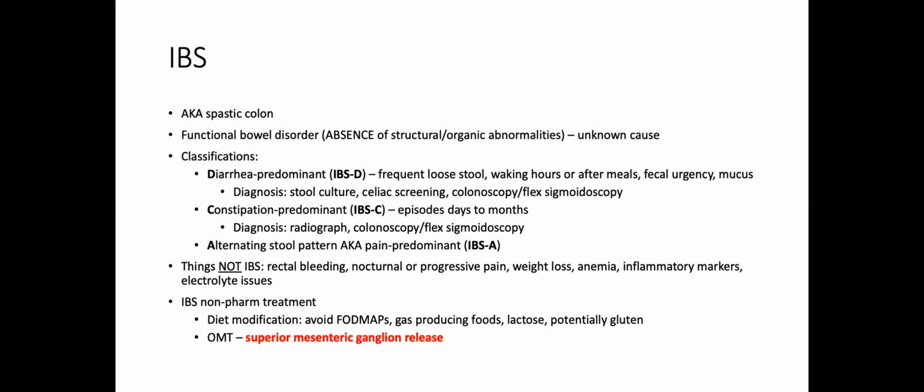Things that do not happen with IBS are rectal bleeding, nocturnal or progressive pain, weight loss, anemia, inflammatory markers, or electrolyte issues. This is not with IBS. Then start thinking about IBD or something else. Non-pharm treatments are going to be diet modification, like don't eat gas-producing foods, lactose, maybe gluten. And sometimes they think it's associated with anxiety, so maybe an SSRI. And then for OMT, to tie that in, superior mesenteric ganglion release helps IBS.